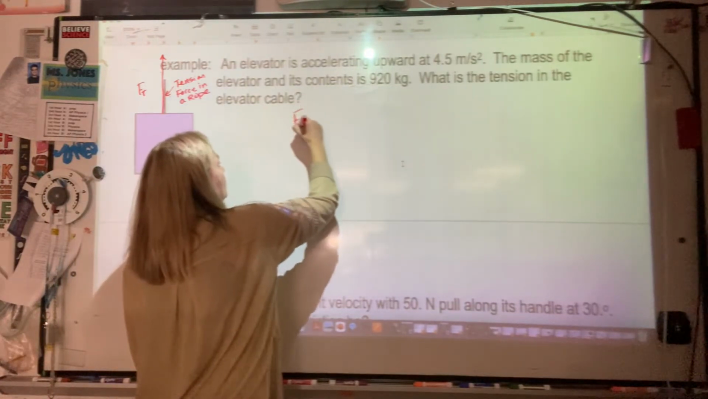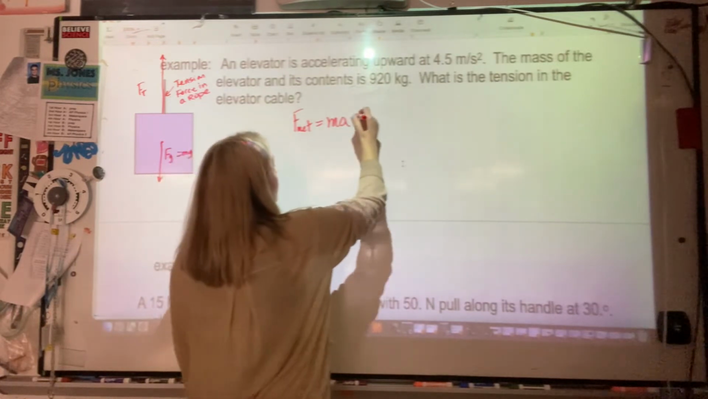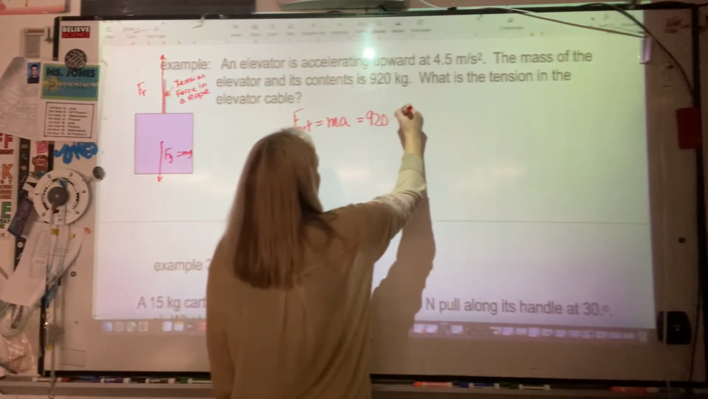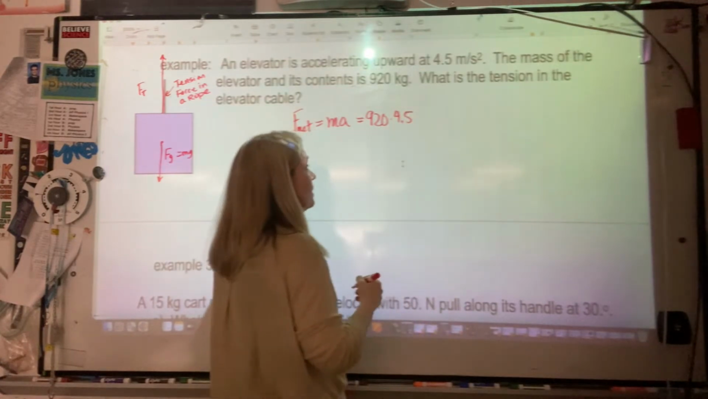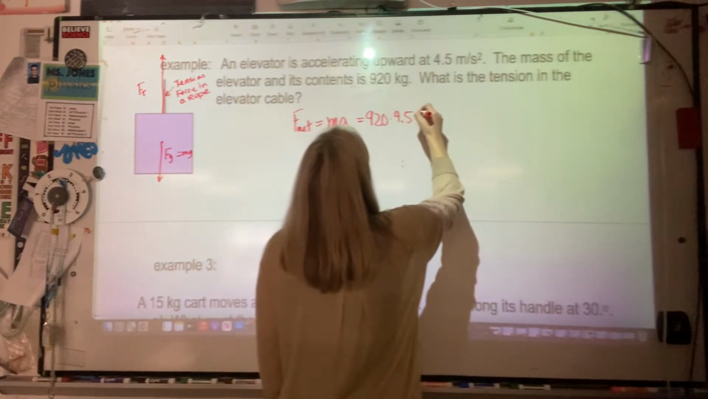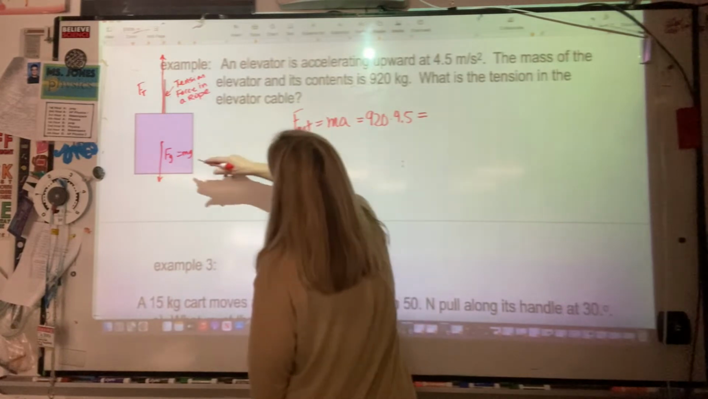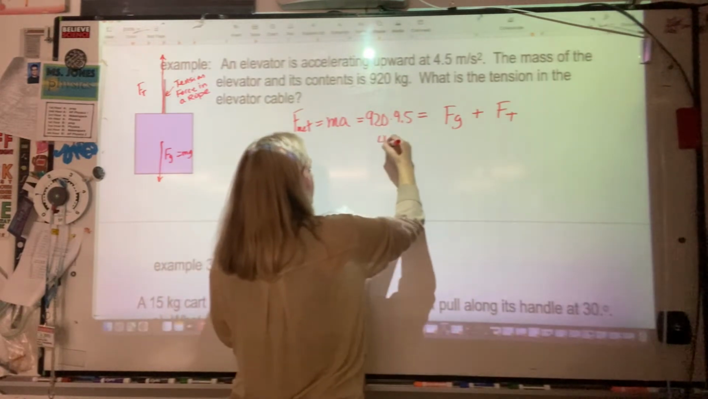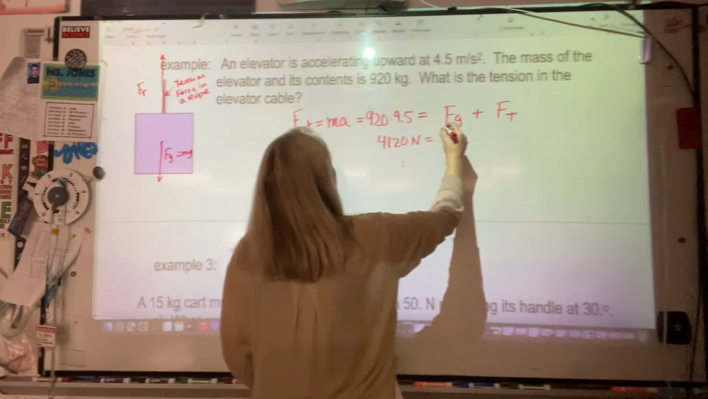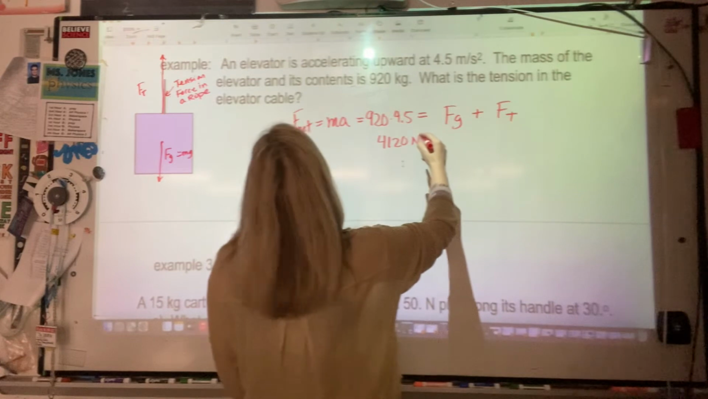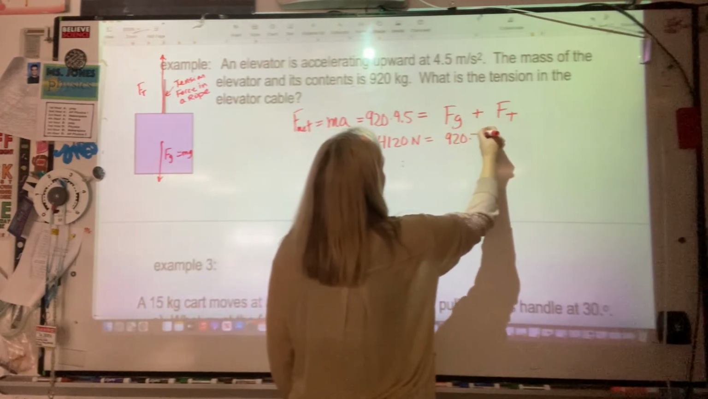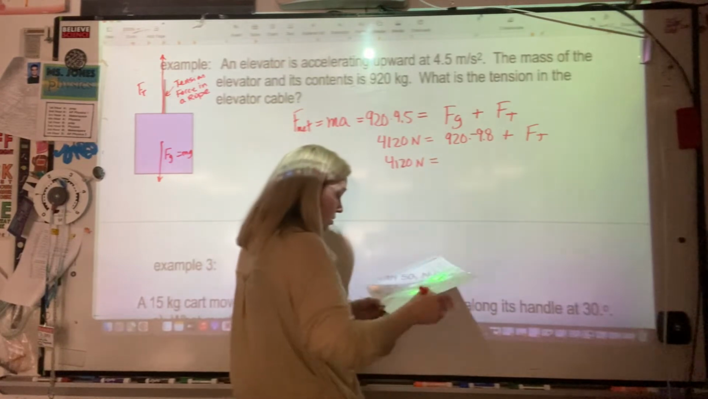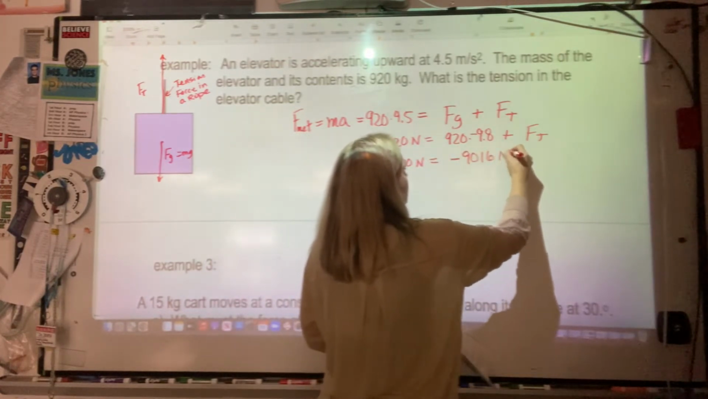Okay, so let's do some math. All right, so Newton said F net equals ma, and now we have those things. So I'm gonna write m, what's my m? 920, and my a is 4.5. So I know how many newtons I have to spend on accelerating. What do I know? I know this, I have Fg plus Ft. All right, well, let's do the numbers already. So I have this is 4120 newtons. This is going to be, what do I have? Oh yeah, sorry, 920 times negative 9.8, plus Ft. So 4120 newtons equals negative 9016 newtons plus Ft.